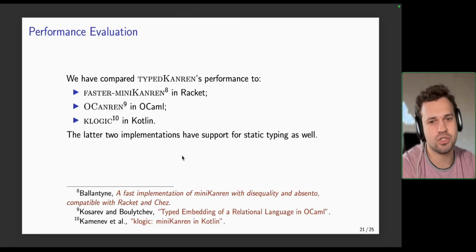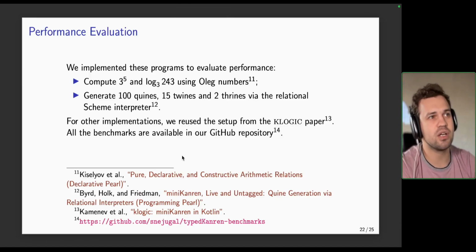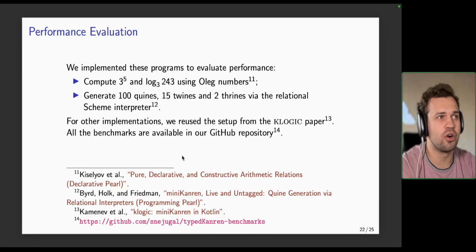about performance evaluation of typedKanren. Now we have compared the performance of our implementation against faster miniKanren, which is the standard implementation in Racket. This is the default one that is used. There's also oKanren, a typed version of miniKanren embedded in OCaml. And there's also KLogic, also a typed version, but embedded in Kotlin. So we have compared this using relational programming for arithmetic and Quine generation, so generation of programs in Scheme.